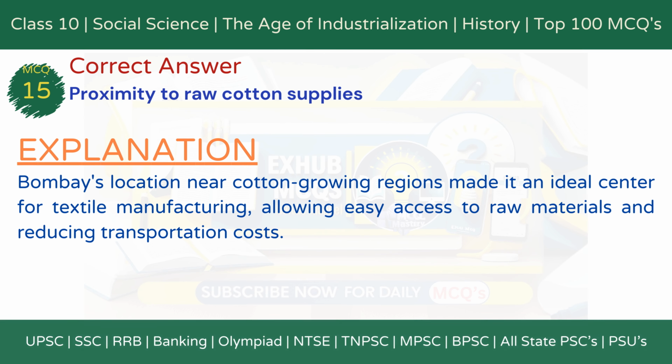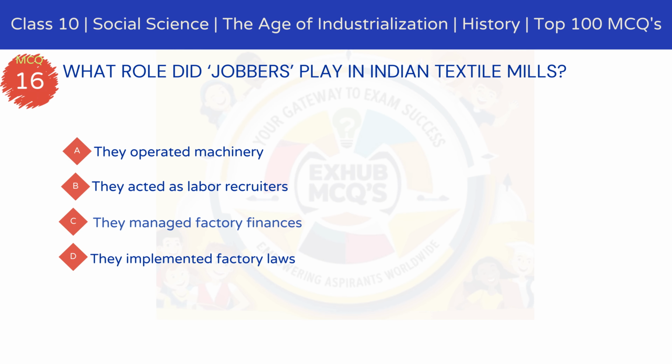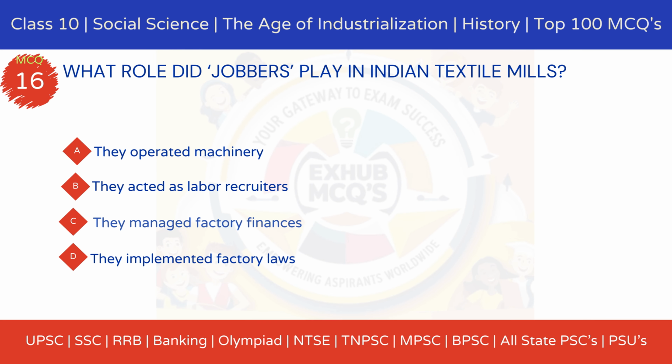The correct answer is option B, proximity to raw cotton supplies. Explanation. Bombay's location near cotton-growing regions made it an ideal center for textile manufacturing, allowing easy access to raw materials and reducing transportation costs.